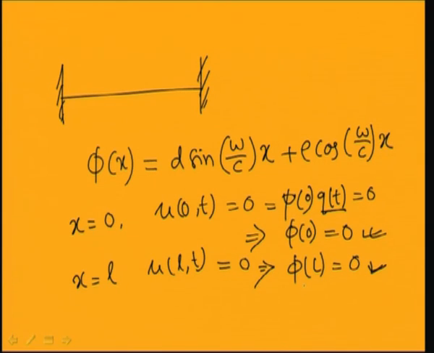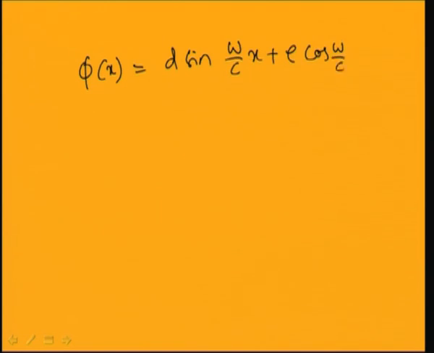So let us substitute phi 0 equal to 0. I am writing phi x equal to d sin omega by c x plus e cos omega by c x. Now phi 0 equal to 0, so by substituting x equal to 0, sin 0 becomes 0, so d into 0 is 0. Then e cos omega by c x becomes cos 0, and cos 0 equal to 1. So e equal to 0, as phi 0 equal to 0.